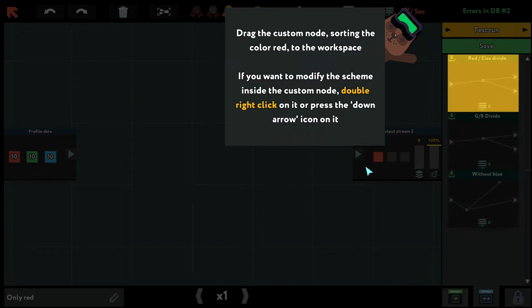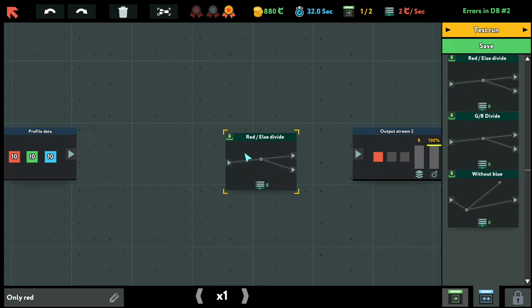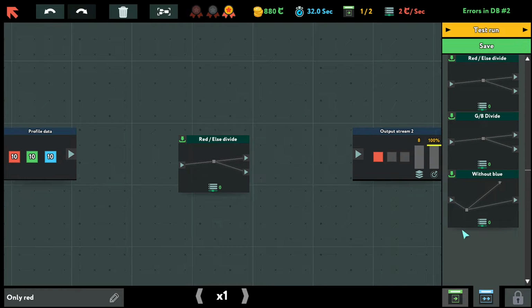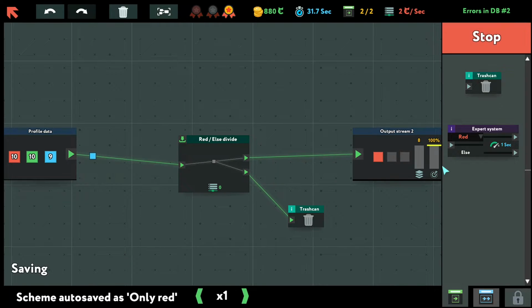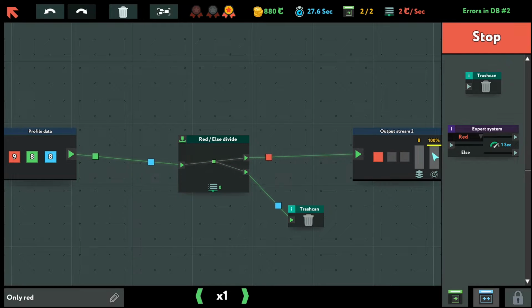Okay, so we want red else divide, right? That makes sense. We want red to go to here. We want else to go somewhere else. And that makes sense. Then all we do is we go back to here. We throw out a trash can. We go like this. We drag this to here. Red goes to there, and that goes to there. And then we hit go. And it should sort reds to here and everything else to here. That is correct. Excellent.